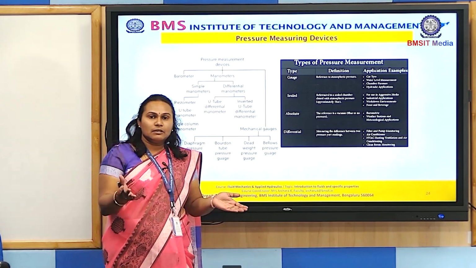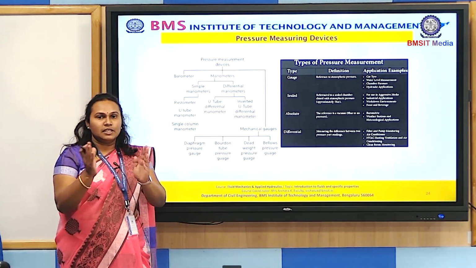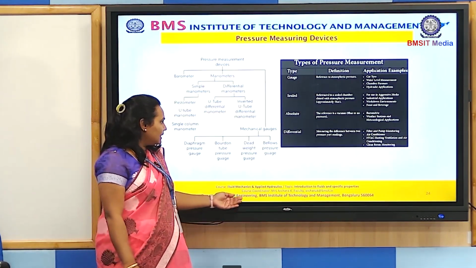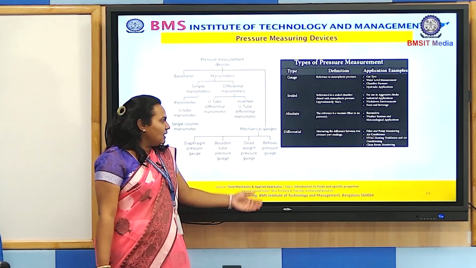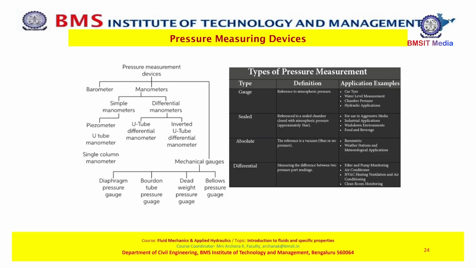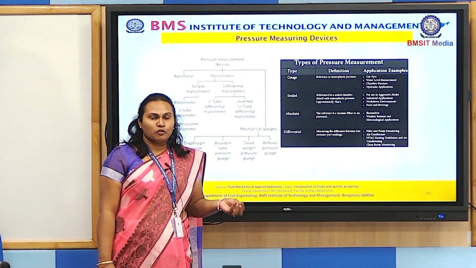tube connected to the needle, and if the tube expands the pressure will increase and if the tube contracts the pressure will be decreasing. And the dead weight pressure gauge, which works on an oil and a ball setup, and bellows pressure gauge. Now, we should also know which device measures what type of pressure.